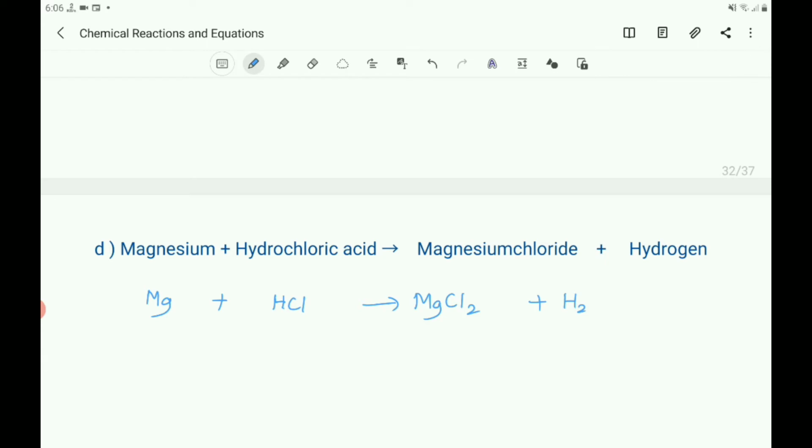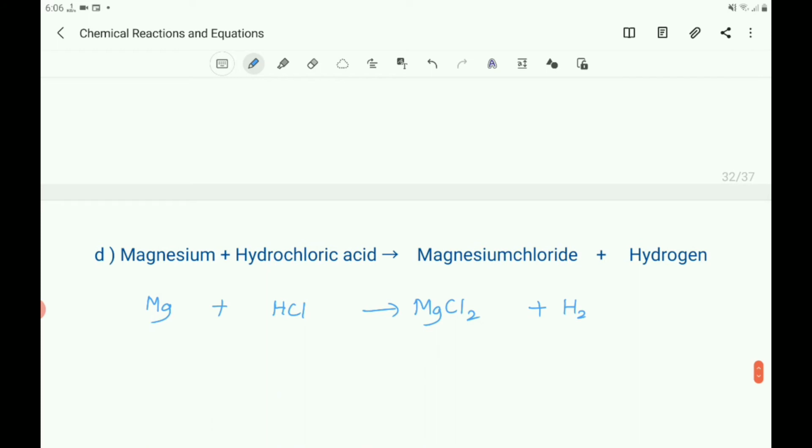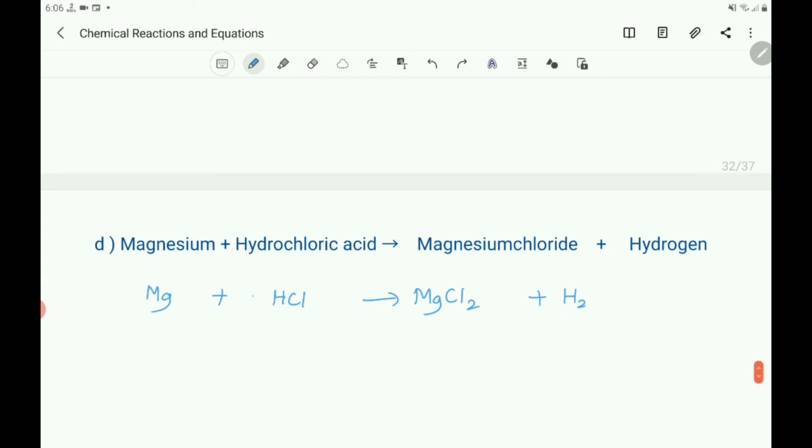And you can write that Mg is a solid, HCl is an aqueous solution, MgCl2 is also an aqueous solution, and H2 is a gas. You can write it and try to balance it. Mg is there, but here Cl2 is there, and here Cl is there. On the reactant side only one atom of chlorine is there, and on the product side two atoms are there. To balance it, what do you have to do? Write 2 here.